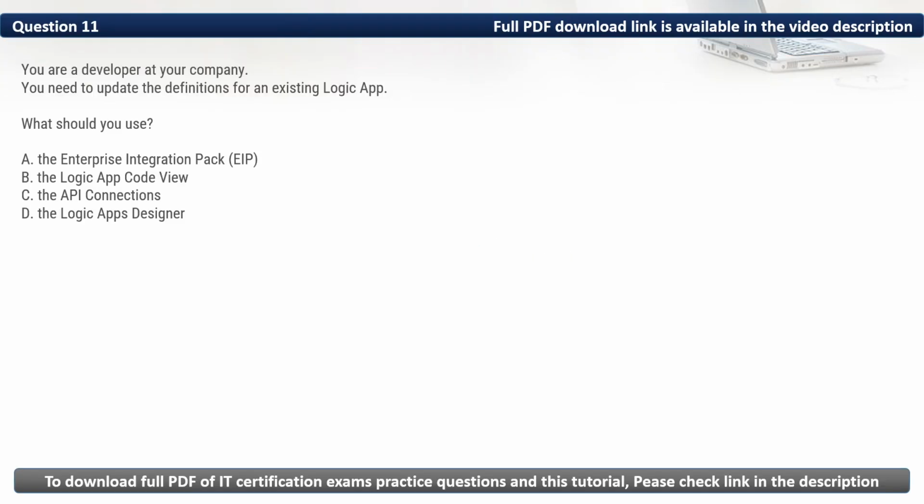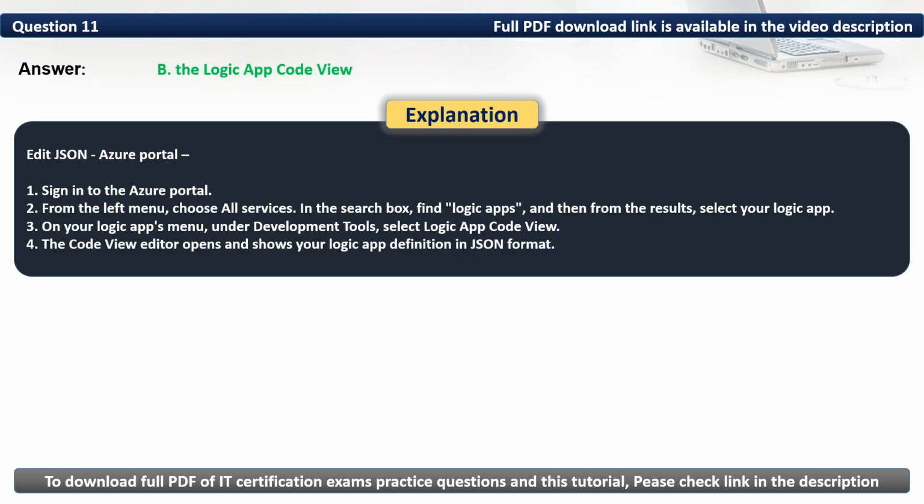question 11. You are a developer at your company. You need to update the definitions for an existing Logic app. What should you do? What should you use? In this question, we want to update the definition for an existing logic app. As such, the most appropriate option here is to use the logic app code view. Thus, the correct option is B. Edit JSON in Azure portal.